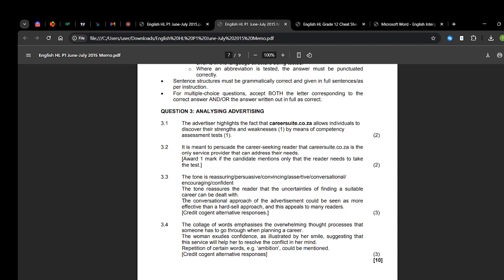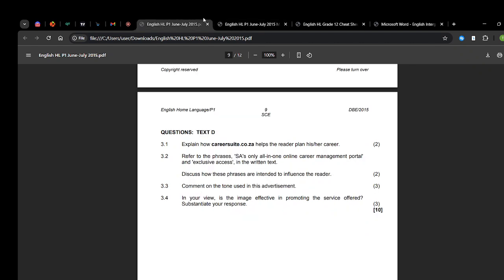Let's check this conversational one. The conversational approach of the advertisement could be seen as more effective than a hard sell approach. This is their tying up sentence, comma, and this appeals to many readers. You see, that's how they tie it up. It's basically just showing the teacher who's marking that you're confident in what you have just said here. You understand? Does that answer your question, or should I elaborate more? No, it's okay, sir. Thank you.